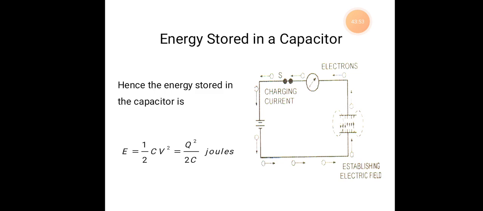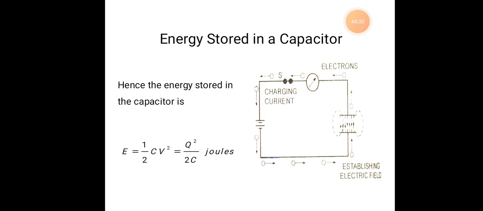So remember this simple equation for the energy stored in a capacitor: E = 1/2 CV² or Q²/2C. The unit of the energy stored in a capacitor is joules. It is a very important equation to remember.